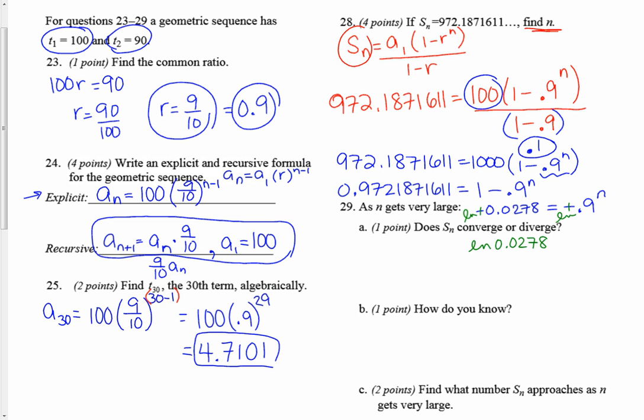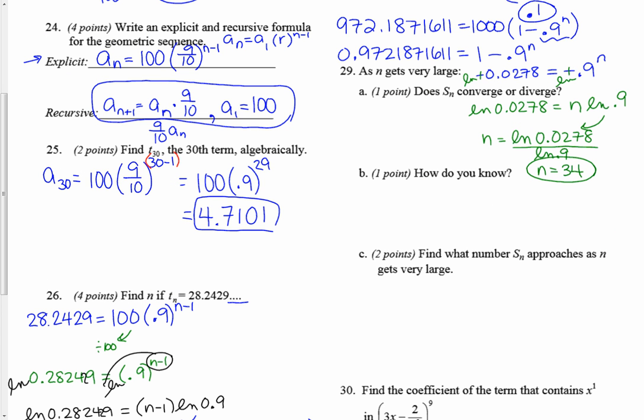I can bring the n out in front of the natural log of 0.9. And then I would divide by the natural log of 0.9 to move that over. So n is the natural log of the 0.02 number divided by the natural log of 0.9. And if I type that into my calculator, I get 34.000. So I'm just going to call that 34. And I know I should get a nice natural number because I have to have a specific number n of terms, not a decimal number.